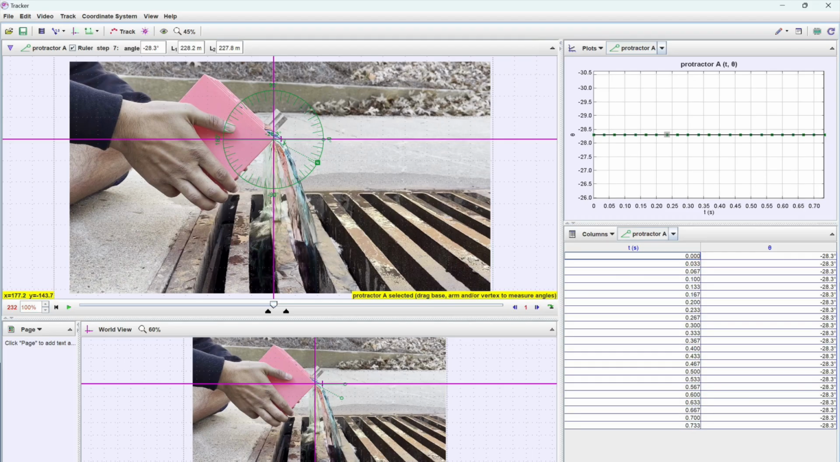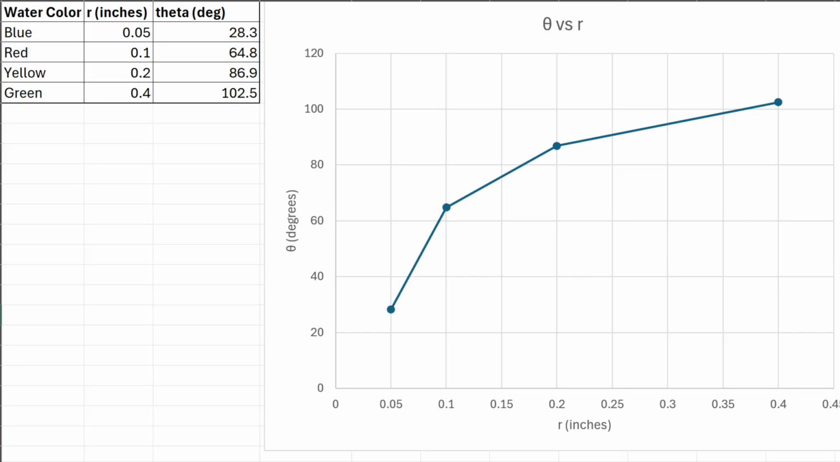We use the tracker software to find the relationship between theta and radius. When we input the deflection angle results from the 4 varying radii into an Excel graph, it confirms the logarithmic relationship between radius of curvature and deflection. Now let's get back to seeing our final results.